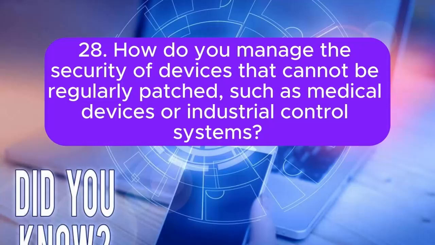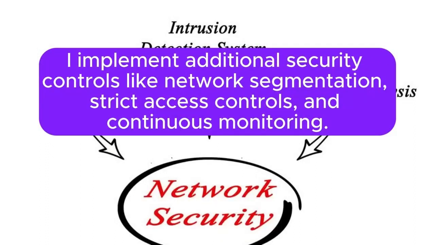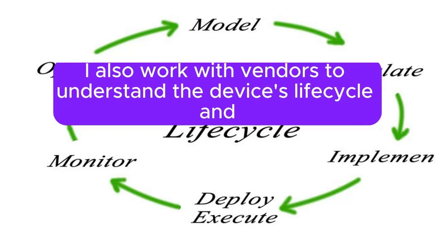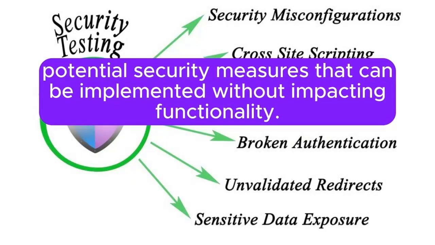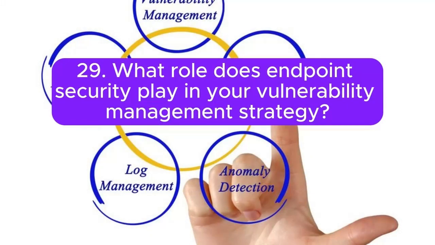28. How do you manage the security of devices that cannot be regularly patched, such as medical devices or industrial control systems? Answer: For devices that cannot be regularly patched, such as medical devices or industrial control systems, I implement additional security controls like network segmentation, strict access controls, and continuous monitoring. I also work with vendors to understand the device's lifecycle and potential security measures that can be implemented without impacting functionality.